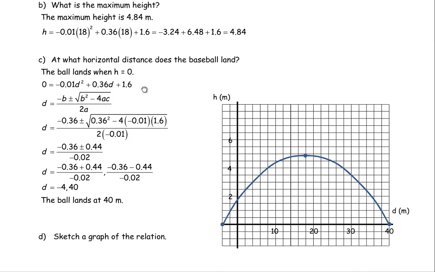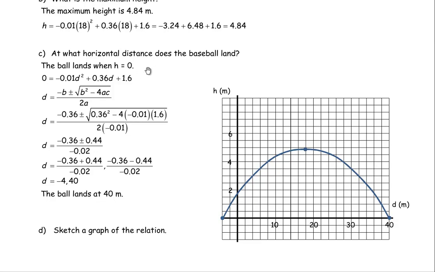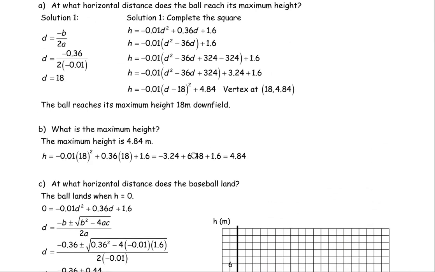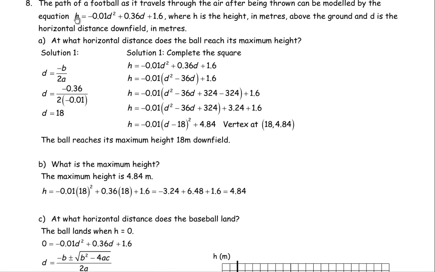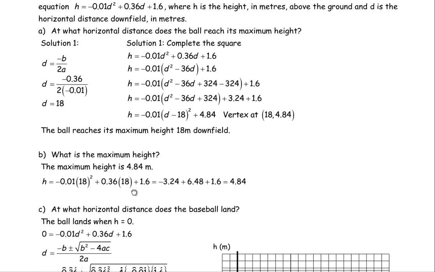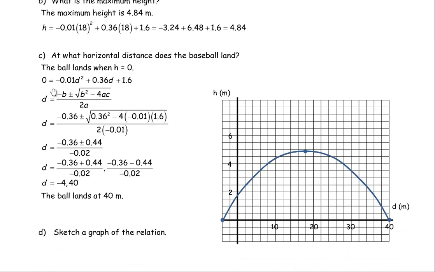For question number C, you're asked at what horizontal distance does the ball land? Now, when it lands, if we go back up to the original equation, the height should be 0. So that's why we put 0 in place of h. So 0 is here in the formula. And I'm just going to use the quadratic formula here to solve this. So A is negative 0.01, B is the 0.36, and C would be the 1.6.